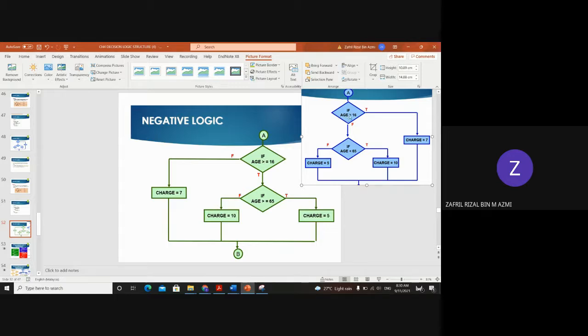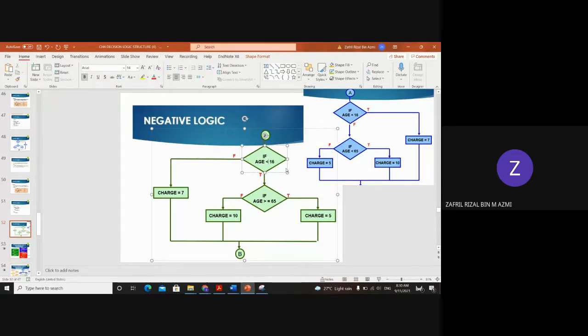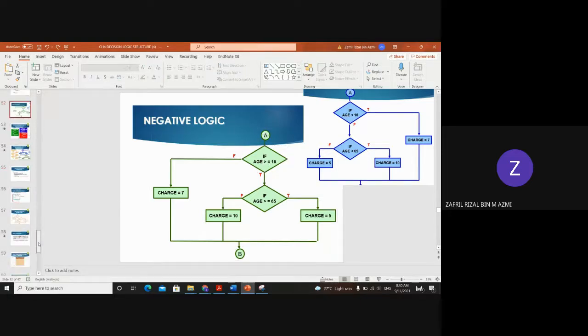So if you stick with the original one, you will get true. If h less than 16, you put it over here, h less than 15, let's say you didn't change this, you will get true, right? Which is wrong. Supposedly you must get false because you want to get charge equal to 7. So if you don't change this and simply change the flow, you are going to get a wrong design. So how to change this operator from less than to more than or equal? It is by following this table over here.